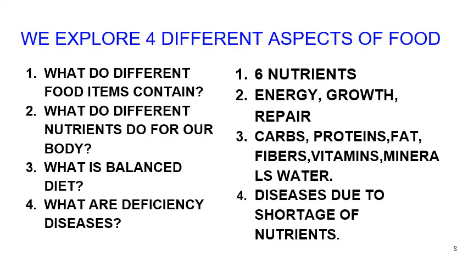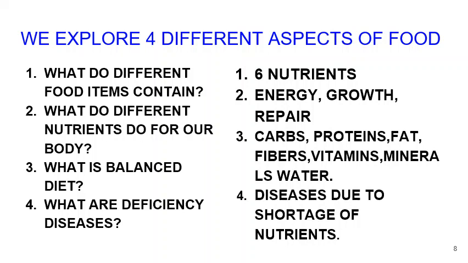In this chapter, we explore 4 different aspects of food. That's what you must learn in this chapter. What do different food items contain? What do different nutrients do to our body? What is a balanced diet? What are deficiency diseases? These are the 4 important topics you'll be studying in this chapter.